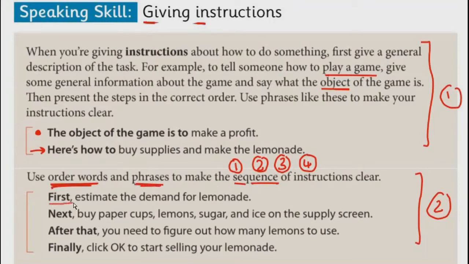So the word first, they know it's the first step. Next, after that, and finally. If you hear the word finally, you know that this is the last step in the sequence. You use a phrase like, here is how to, and then you talk about what you will describe. The object of the game is something, and you use these phrases. If you use these phrases, it makes your instructions clearer.